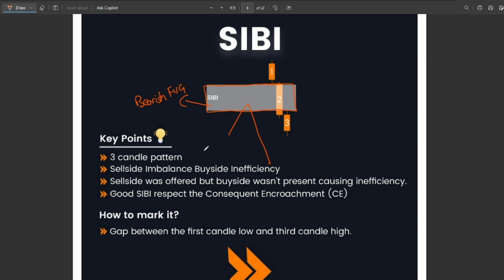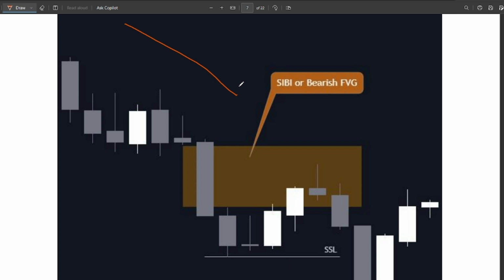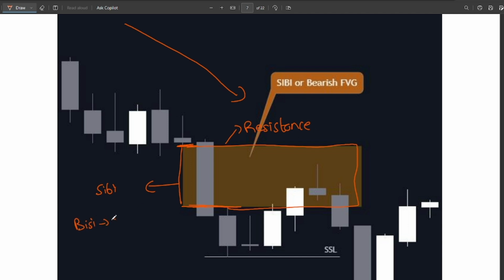So let's see an example of it. Here you can see we are in a downtrend on the higher time frame and we mark the low of the first candle and the high of the third candle. The inefficiency or the gap between them, which is marked with the orange box, is known as SIBI and this will act as resistance for price. I hope the concept of SIBI and BISI are clear up till now. SIBI will act as resistance and BISI will act as support. Now this is only applicable in normal circumstances.